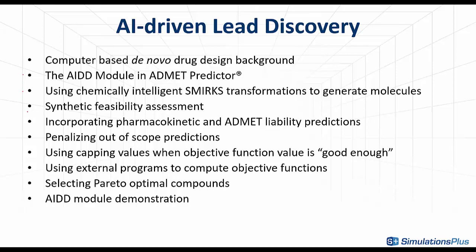I'll discuss how we create our candidate molecules through SMERX transformations. We have a synthetic feasibility score. We can incorporate pharmacokinetic and ADMET liability predictions. We penalize any models that are out of scope. We use capping values, and we can also call external programs to compute objective functions. In the second to last section, I'll discuss how we select the Pareto optimal compounds to go into the next round of AIDD. And then finally, I'll demonstrate our AIDD module technology.